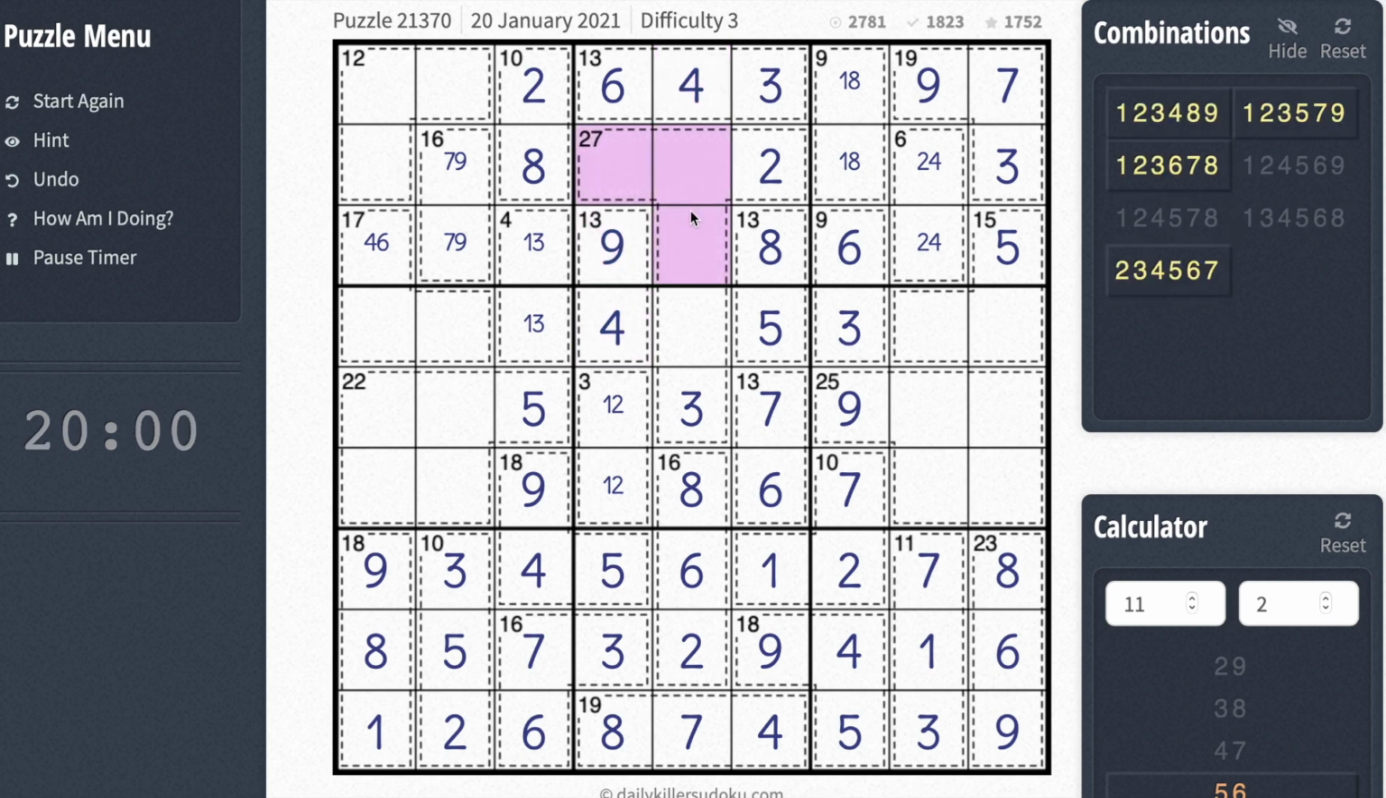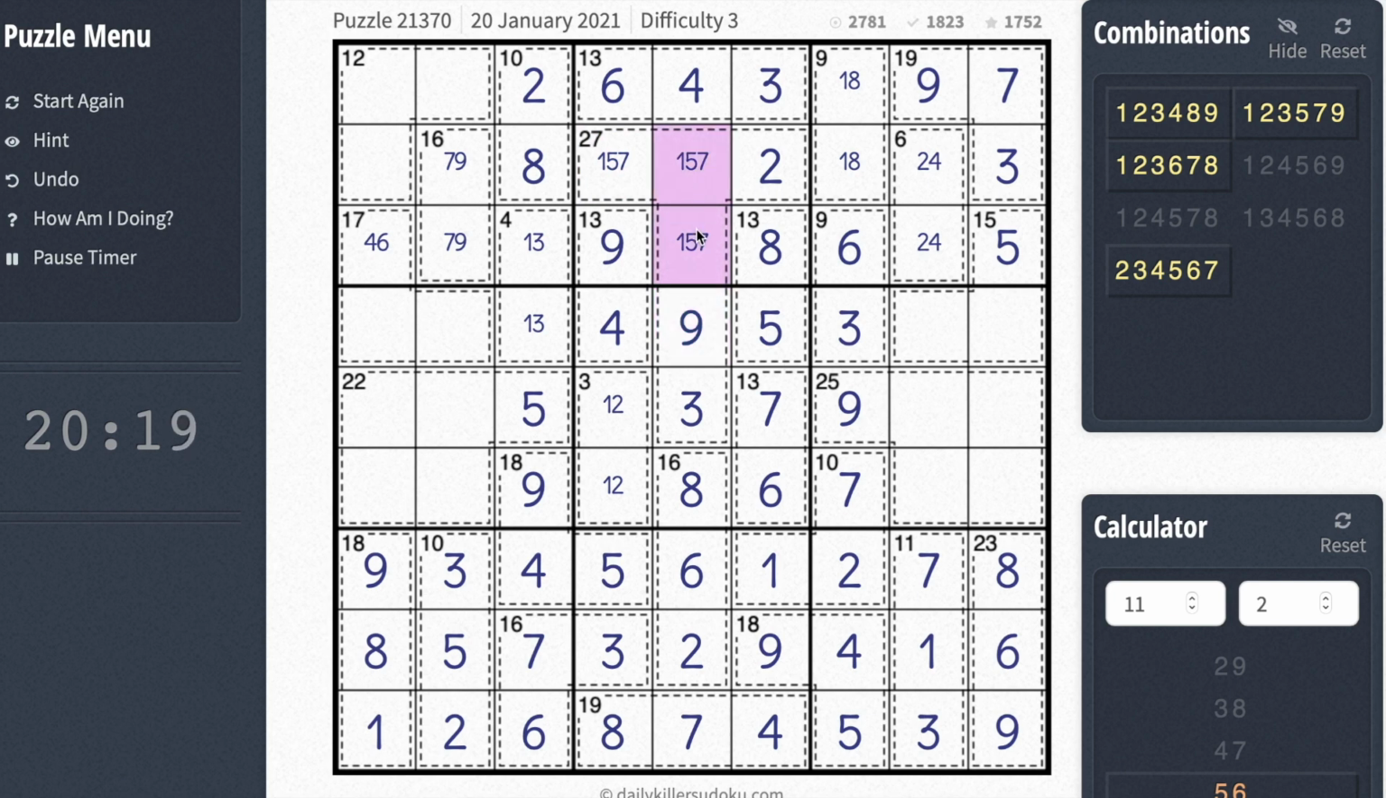Now what's missing here? In this whole square, we're missing a 1. We've got a 2, 3, 4. We're missing a 5. We've got a 6. We're missing a 7. So that's 1, 5, 7. And in this square, we've got 1, 2, 3, 4, 5. We need a 9. That's a 9 in there.